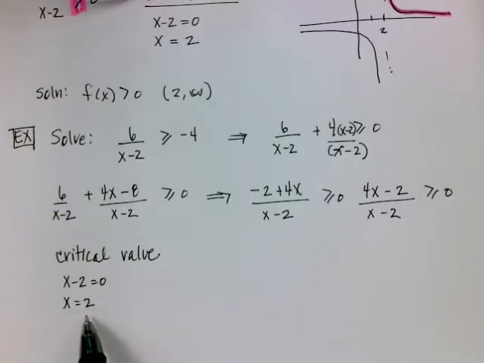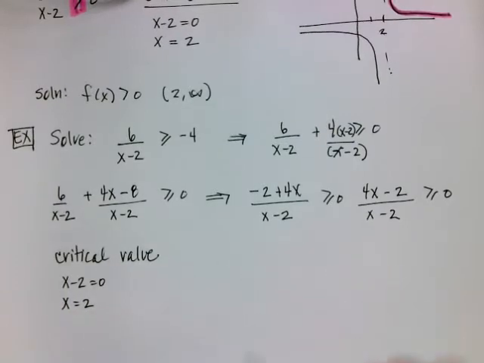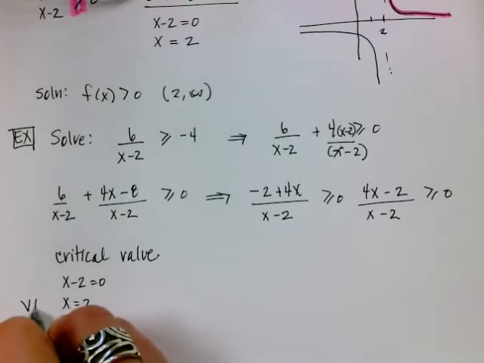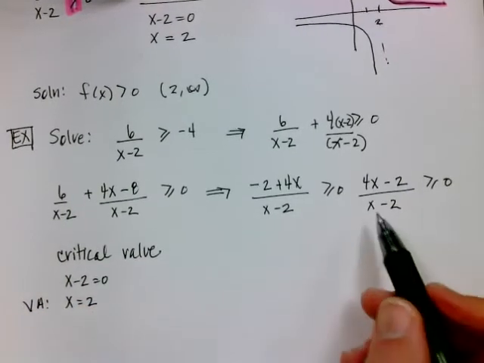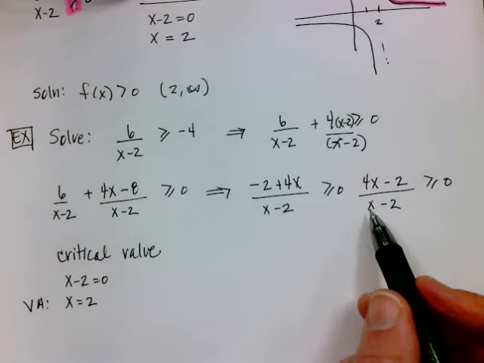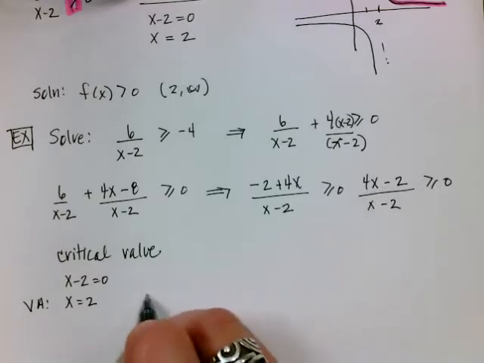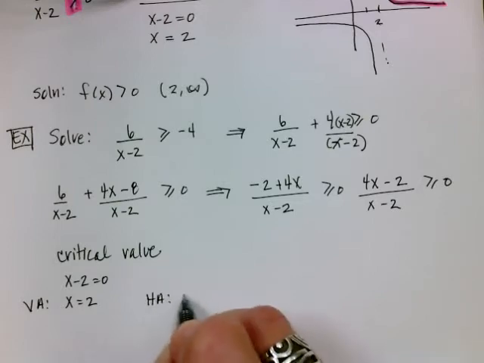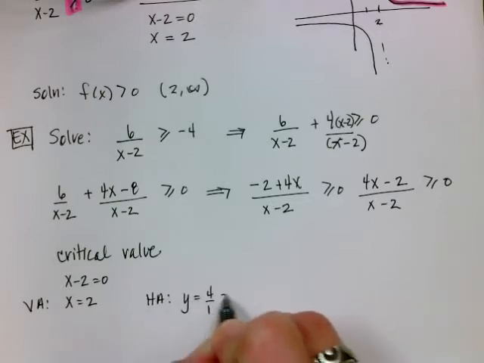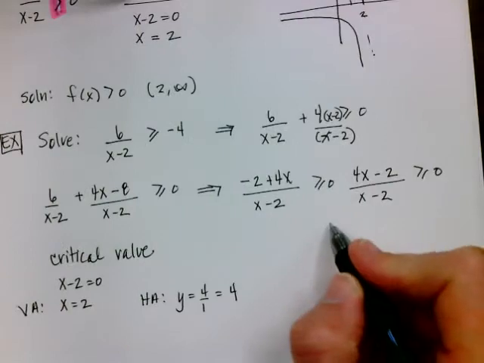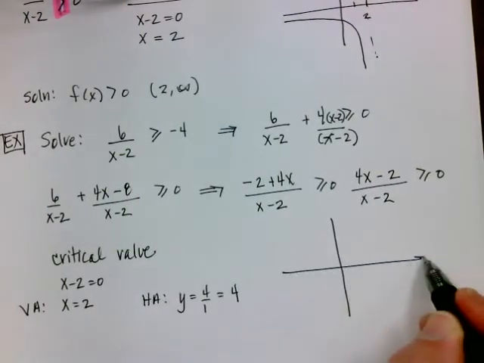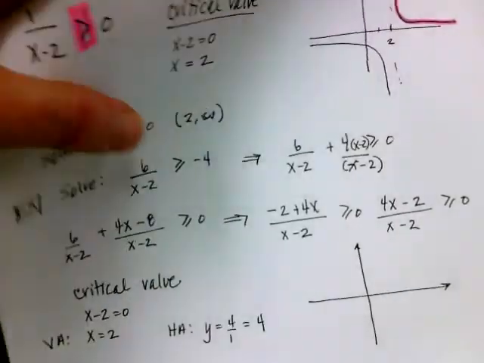So remember again that this is my vertical asymptote. I'm going to write vertical asymptote beside it. I do have a horizontal asymptote at, remember these have the same degree, so my horizontal asymptote is going to be y is equal to 4 divided by 1, which is 4. So now I'm going to sketch my graph. You always need to see a picture of your graph. And I'm going to put my asymptotes on my graph.